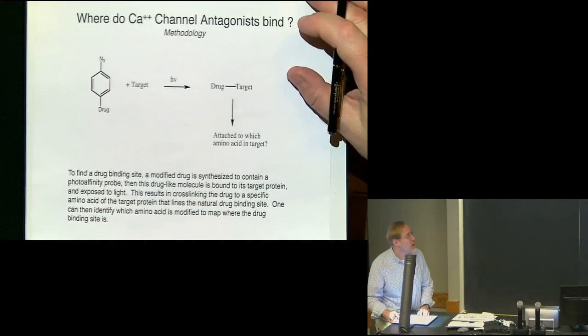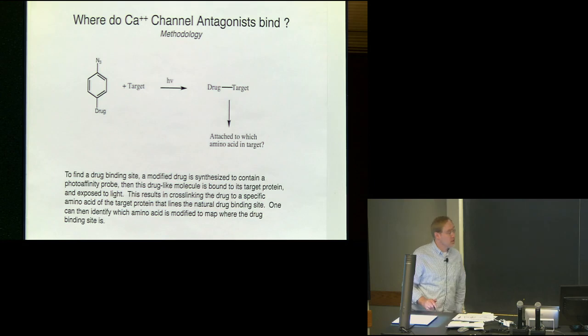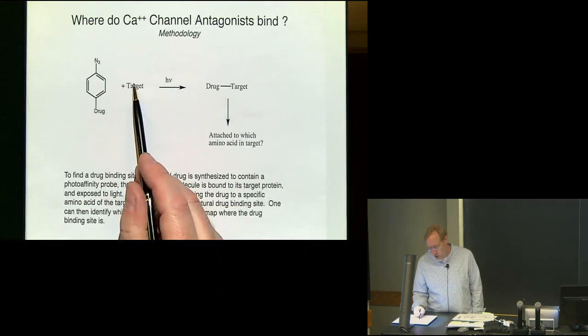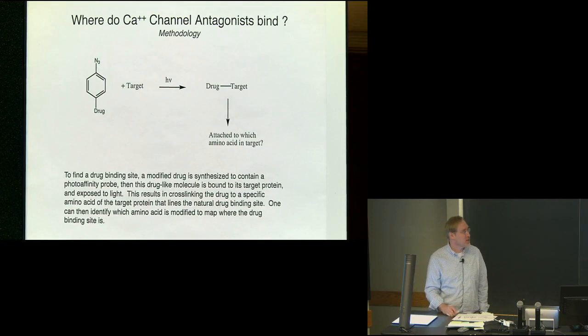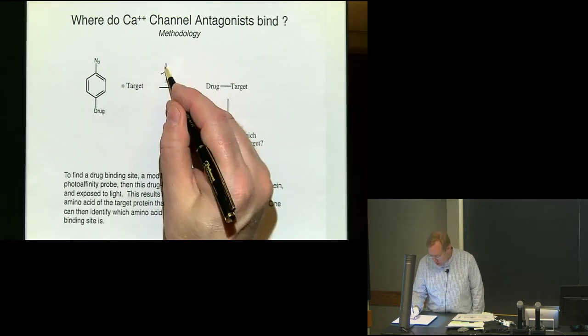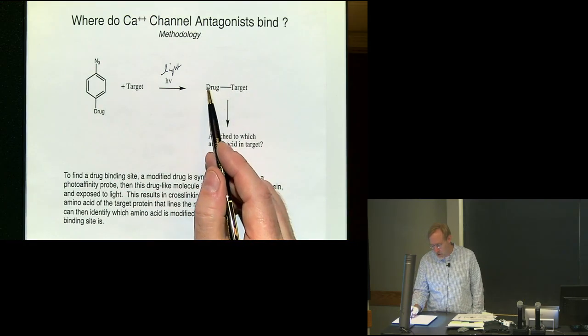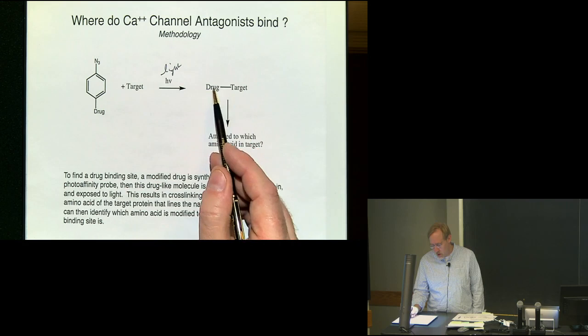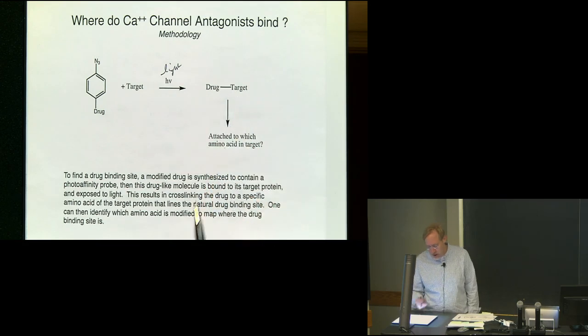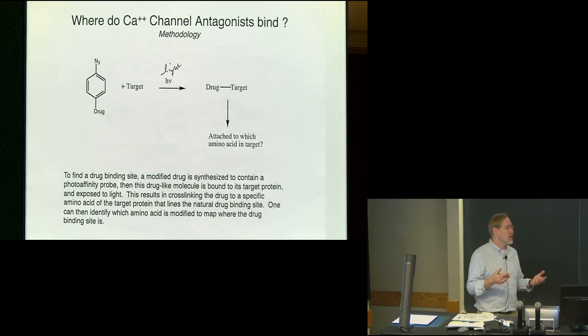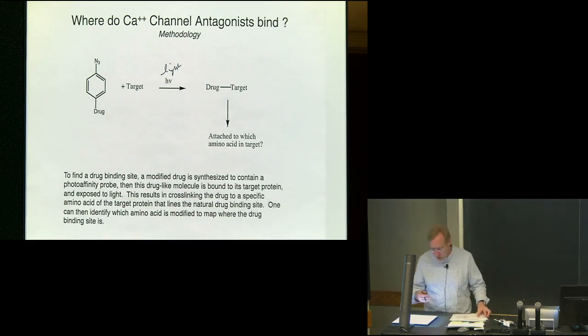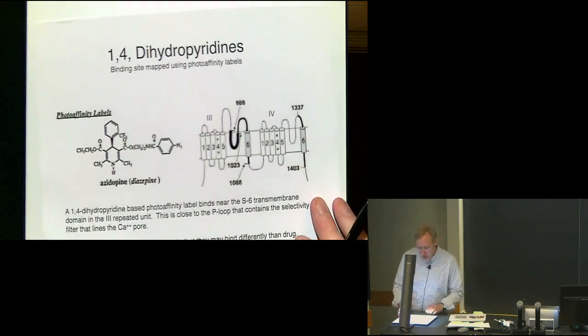So the way these are used is you take your drug and you put one of these photoaffinity probes on it. You mix it with your target, here membranes that have this calcium ion channel in it. You treat them with light to make that reactive species, and then it makes a covalent bond between your drug and your target, and you can figure out which amino acid that gets attached to, then map it onto the protein sequence and sort of figure out where your drugs bind. You can do this without knowing the structure of the protein. This was done with the dihydropyridines.